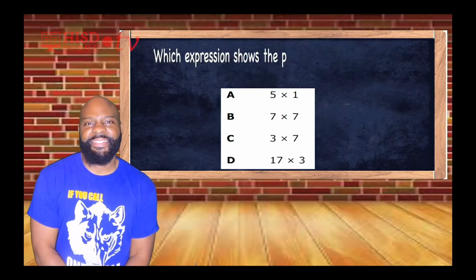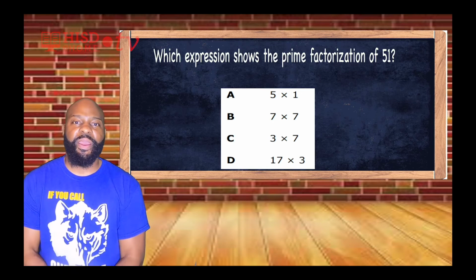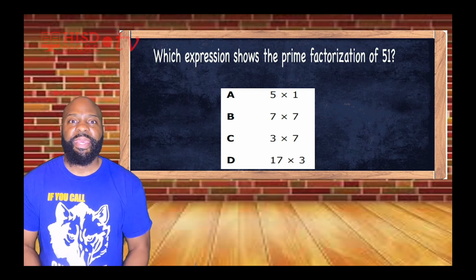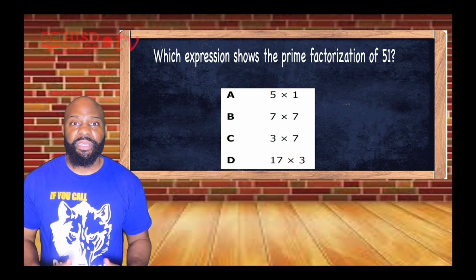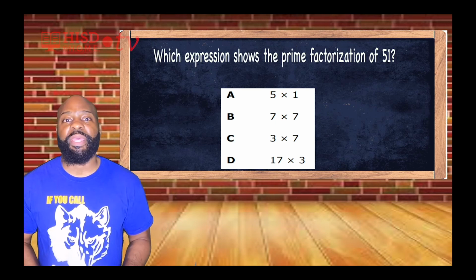Which expression shows the prime factorization of 51? Now, let's look at the vocabulary that they use. They said prime factorization. Now, what does that include? It doesn't include composite numbers. We know the difference between prime and composite numbers is that prime only has two factors, one and itself. And composite numbers, wow, they may have many factors. Some have 10 factors, some have 12 factors, okay? So if they have more than two factors, then it's composite. So we're only looking for the numbers that only have two factors.